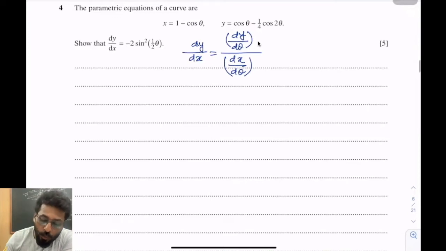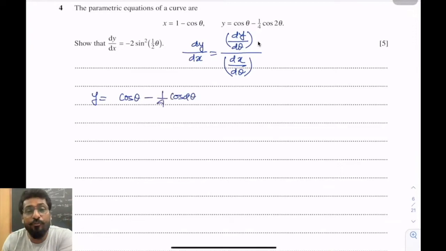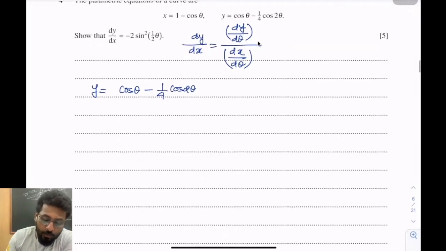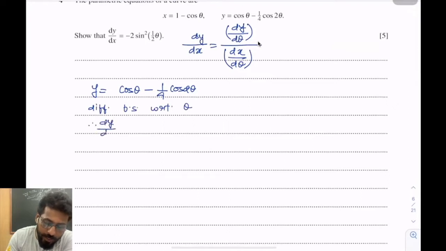So what's y given to you? It's cos theta minus 1 upon 4 cos 2 theta. So I'm going to differentiate both the sides with respect to theta. So I get dy upon d theta is equal to d upon d theta of cos theta minus 1 upon 4 cos 2 theta.